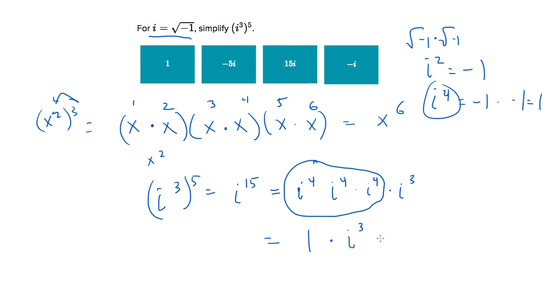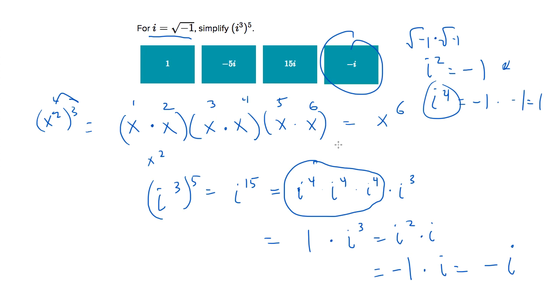Well, I'm not simplified all the way yet. i to the third is i squared times i. We can get rid of the 1. So that is -1 times i, because remember, i squared equals -1. So that means it's just -i. And this is our answer.